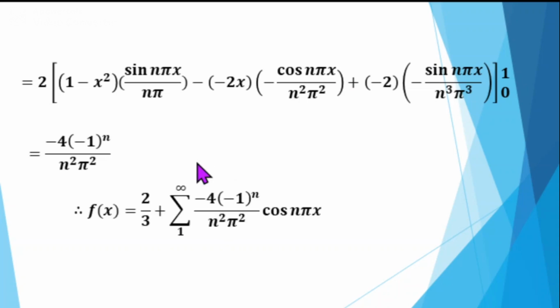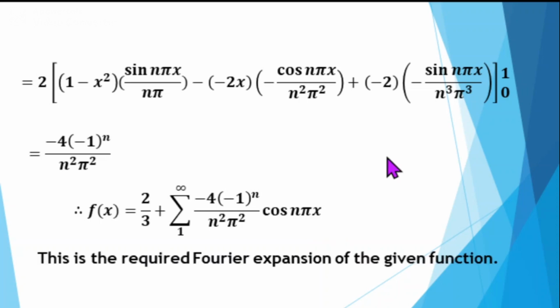Then we substitute the values of a0 and an in the Fourier series. We get f of x equal to 2 by 3 plus summation n from 1 to infinity minus 4 into minus 1 raised to n by n square pi square cos n pi x as the required Fourier series expansion.